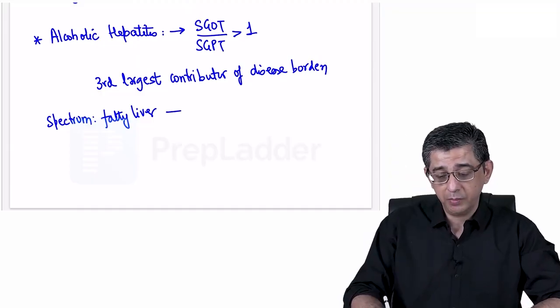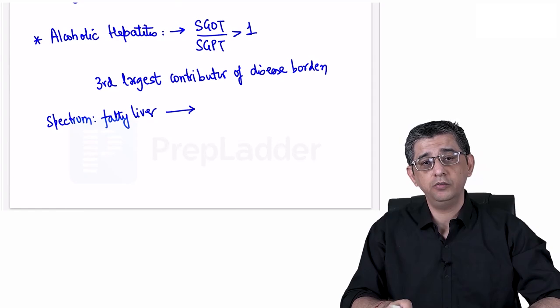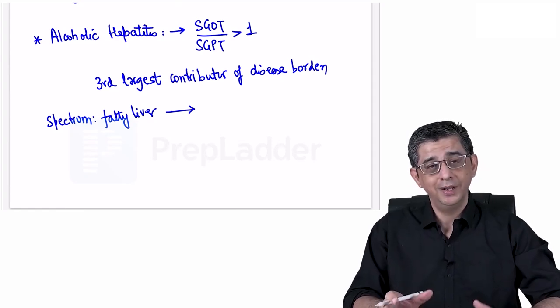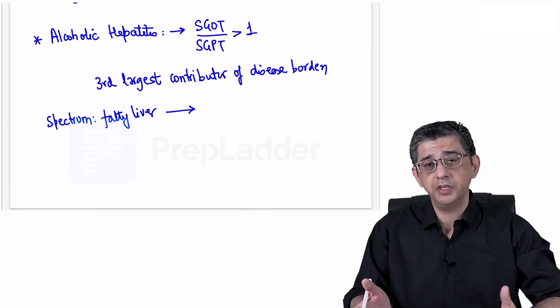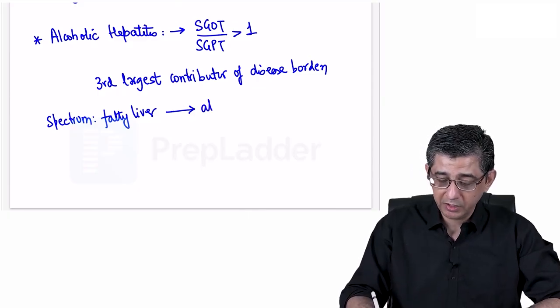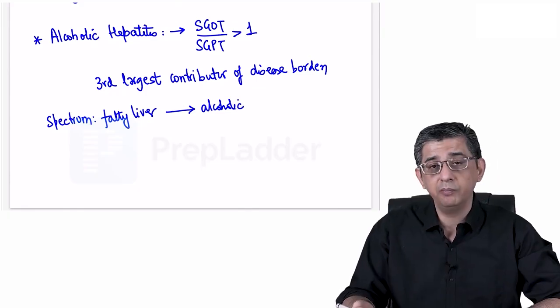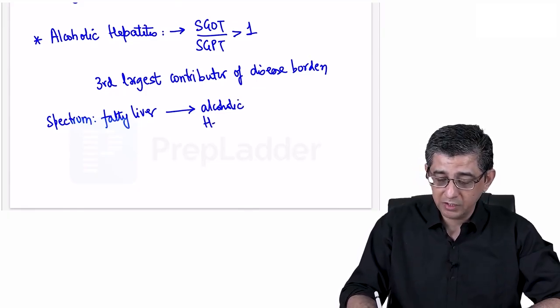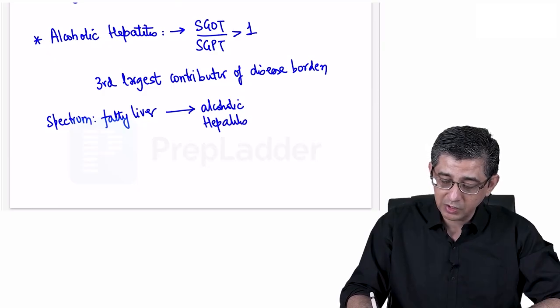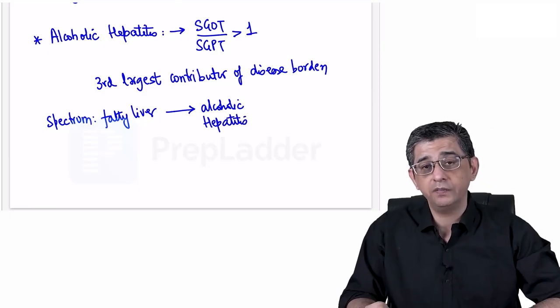So initially patients will be having fatty liver, and at this point of time, if you intervene, if you counsel them properly, there's a possibility that further deterioration can be prevented. And the further deterioration that I'm talking about is one step before alcoholic cirrhosis, that is development of alcoholic hepatitis. This is the point where you can intervene.